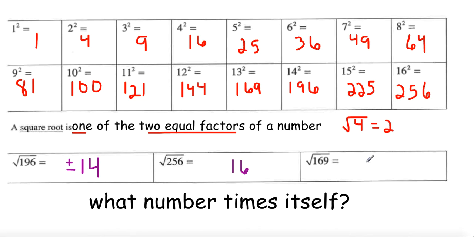And then the square root of 169. What number times itself gives me 169? And I know that that is 13. So the key thing here: when you see the radical sign, ask what number times itself gets me to whatever's inside.